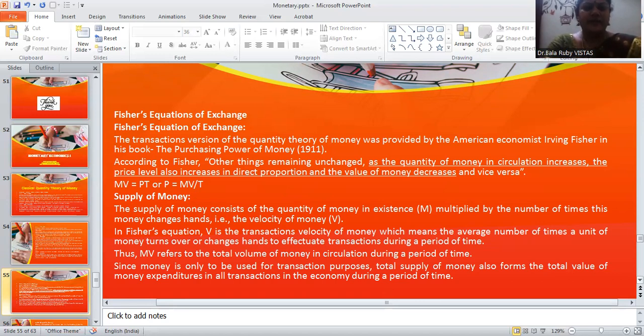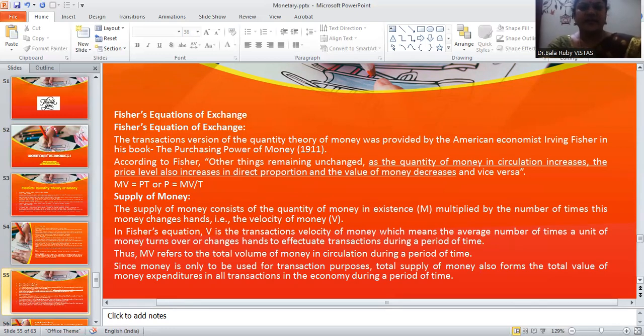See here, M in the sense quantity of money in existence, V in the sense velocity of money. If you look carefully, MV, actually, it is the supply of money. MV, that is M quantity of money, V velocity of circulation. And if you see this P and T, it denotes the demand for money. Or we can say that P is equal to MV divided by T. Right? So this is the Fisher's equation of exchange.